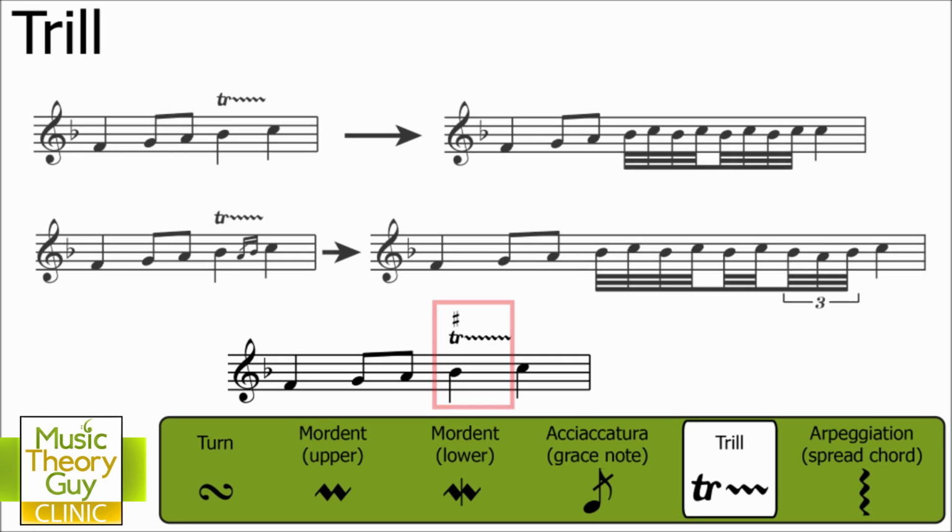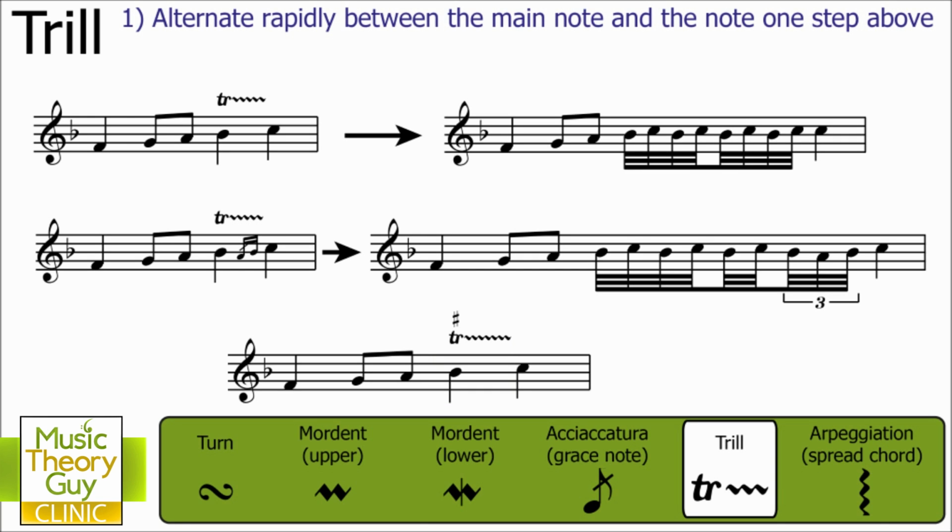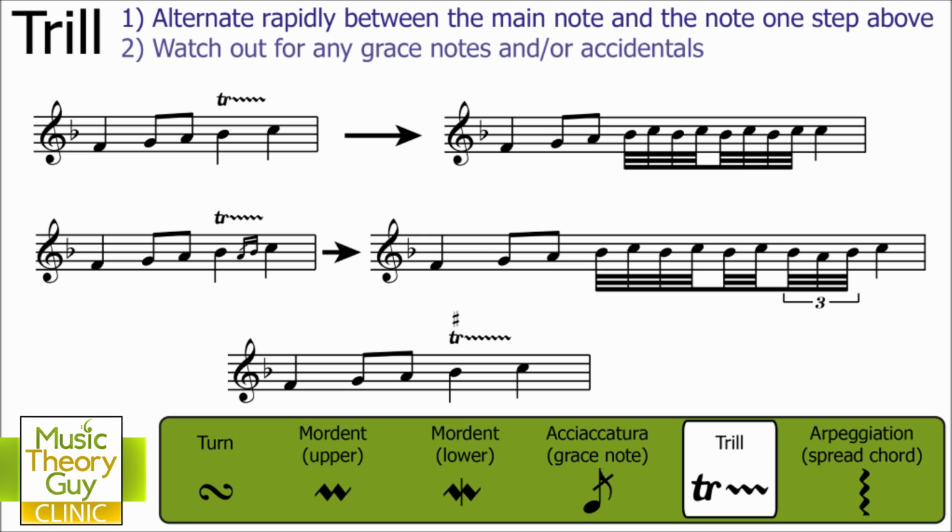So there's 2 golden rules that you need to remember with trills. Firstly, you alternate rapidly between the main note, in this case it was the B flat, and the note 1 step above, and in this case it was the C. Our second rule is that you've got to watch out for any grace notes or acciaccaturas and/or accidentals. So it could be that there's a trill, that trill has a sharp above it, and there's some acciaccaturas or grace notes that end off that trill. So there's a few things you've got to watch out for when you do come across trills.